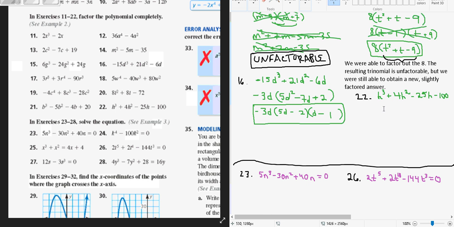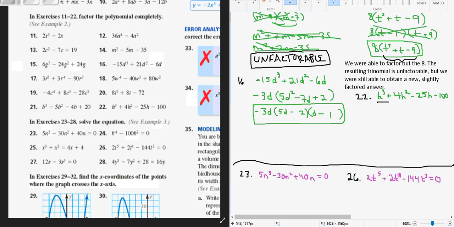All right, number 22 is a 4-termed polynomial, so we are going to factor this one by grouping, but again, you want to look right away: are there any greatest common factors among all 4 terms? And the answer to that is no, because we have an h here, where there's no h there, so there's no way to take out a greatest common factor.